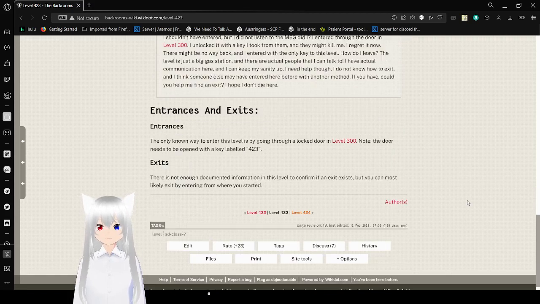Entrances and exits. Entrances. The only known way to enter this level is by going through a locked door in Level 300. Note: the door needs to be opened with a key labeled 423. Exits. There is not enough documented information in this level to confirm if an exit exists, but you can most likely exit by entering from where you started.